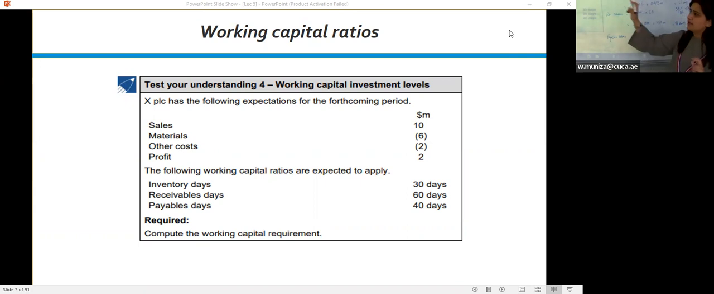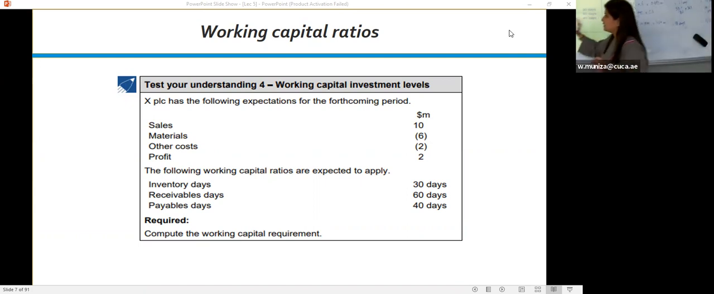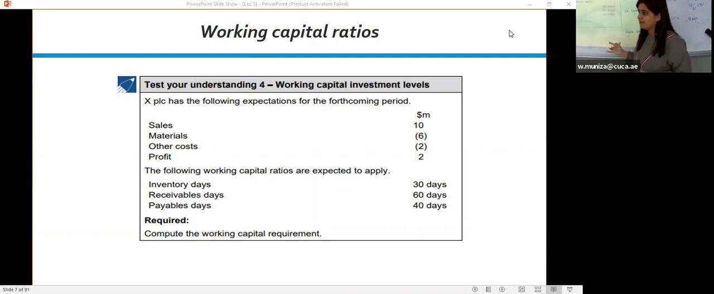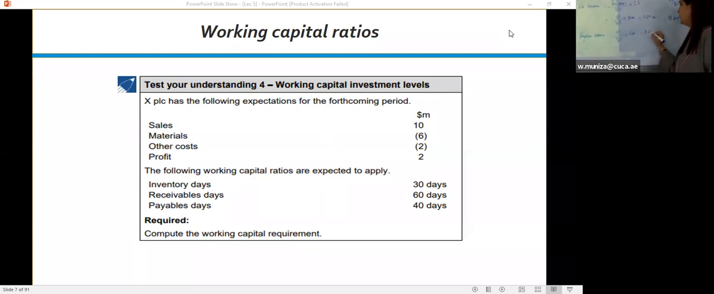Otherwise, you must know that we are over here concerned with the trade payables. Look over here, they have not told us about trade payables. That is why you can take both of these as well, or you can take simply materials if you are assuming that we are related to the trade payables. Okay, so 40 million divided by 365 multiplied by 6 million. So how much is it? 0.65 million.